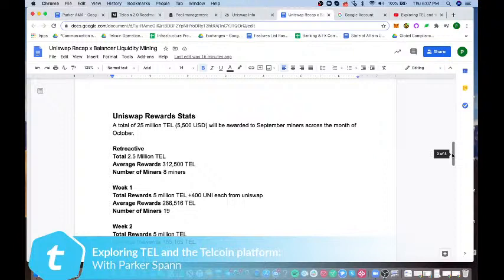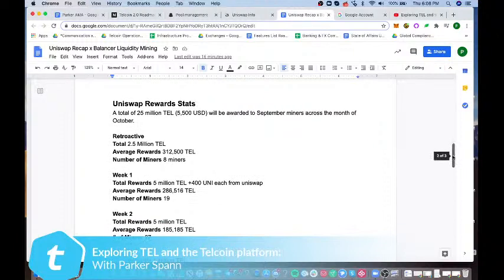So that's not chump change. That's $5,500 for essentially just holding Ethereum and TEL and earning trading fees. And it really, as I said, creates real value for Telcoin and for TEL holders because it creates more liquid markets where people can buy TEL at much lower costs from their mobile phone, as an example, without relying on any sort of financial institution.